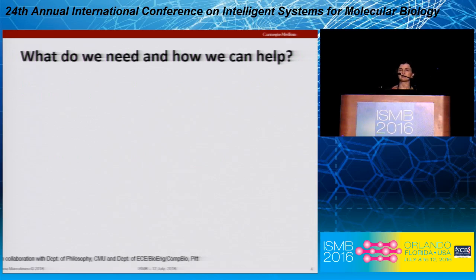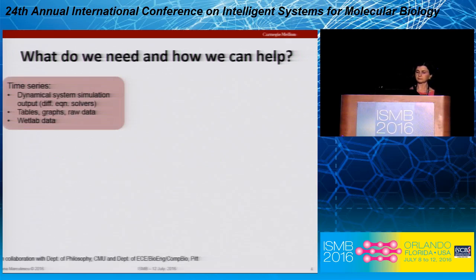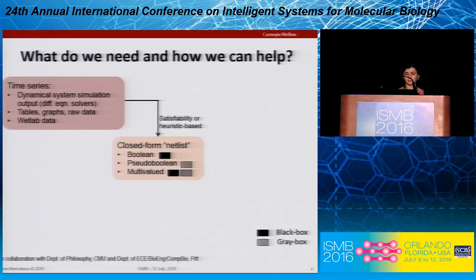Some of the things that we need and we can work with include dynamical system simulation output. So any time series that is the output of a solver that you have, any kind of numerical data from tables, graphs, or wet lab data. As long as it's a time series or a time course, we can analyze it. And we can extract from there, either in a black box or a gray box fashion, a Boolean or a multi-valued or non-Boolean behavior, which could also have a pseudo-Boolean behavior, meaning that you can model non-ideal transitions between states.